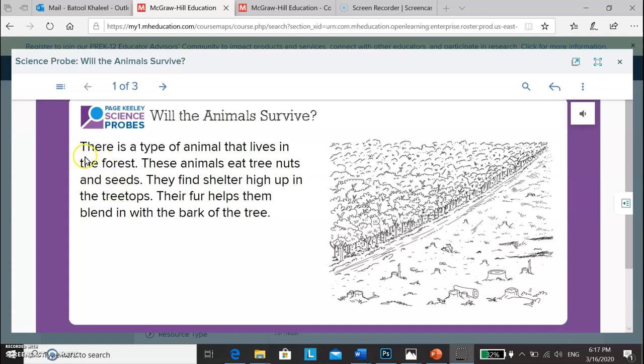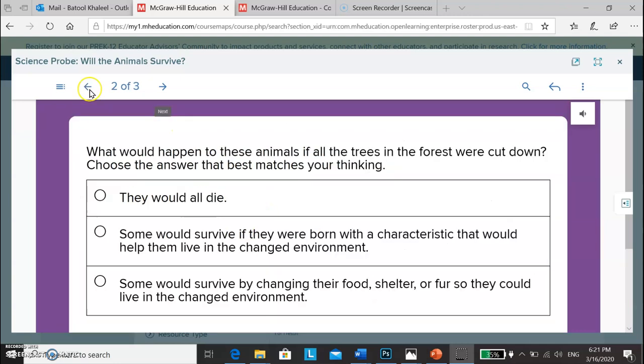And now let's read this with each other. There is a type of animal that lives in the forest. These animals eat tree nuts and seeds, like for example squirrel. They find shelter high up in the trees, in the treetops. Their fur helps them blend in with the bark of the tree. So this is our story, or this is our paragraph.